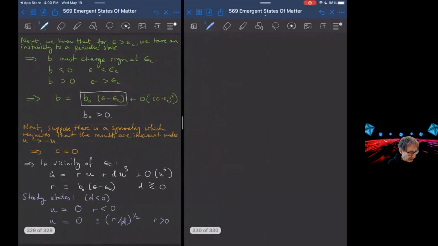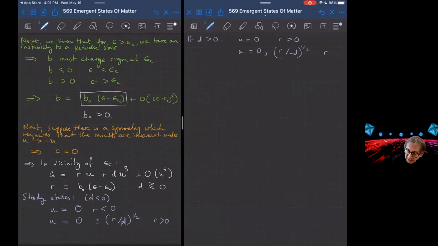On the other hand, if d is greater than 0, then it goes the other way around. u equals 0 is the only steady state for r greater than 0, and for r less than 0, u could be 0 or plus or minus the square root of r over minus d.